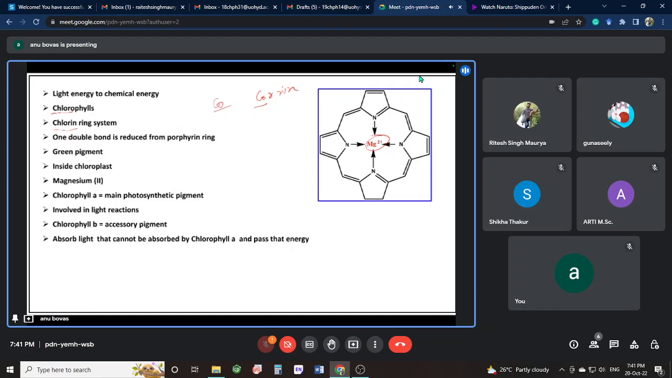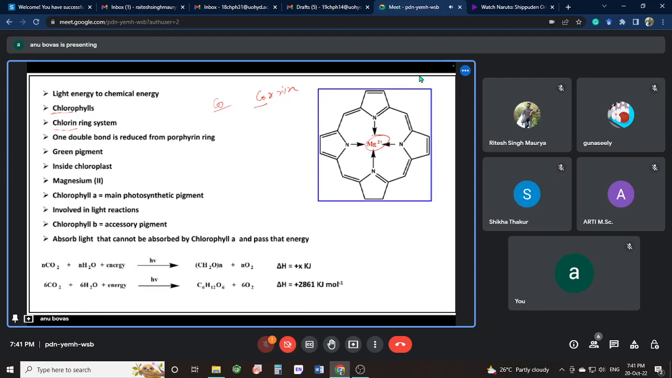We can have chlorophyll A, which is the main photosynthetic pigment involved in light reactions, whereas chlorophyll B, xanthophylls, carotenoids, etc., are called accessory pigments, because these do not take part directly in light reactions, but they absorb light and pass that energy to chlorophyll A. So that's why these pigments, chlorophyll B, xanthophylls, carotenoids, etc., are called accessory pigments.